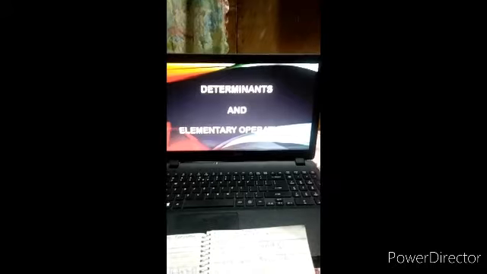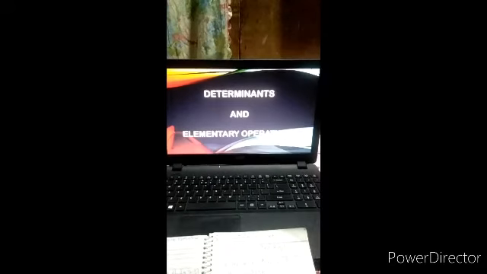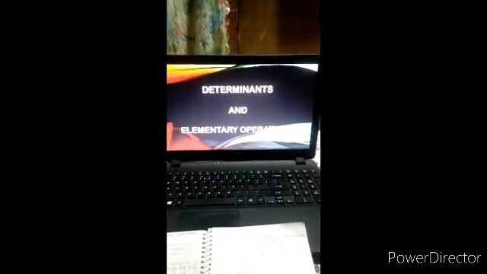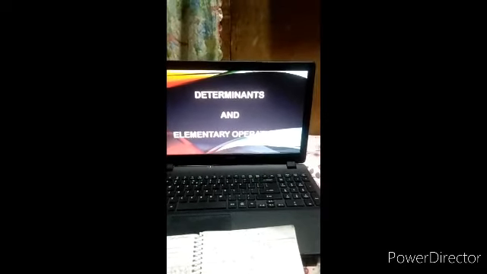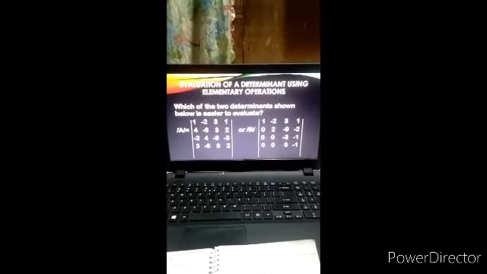So now we are going to use elementary operations in computing the determinant. Let's try to evaluate a determinant using elementary operations. Which of the two determinants shown below is easier to evaluate? That is a 4 by 4 matrix, A and B. Much easier to evaluate is the second determinant.